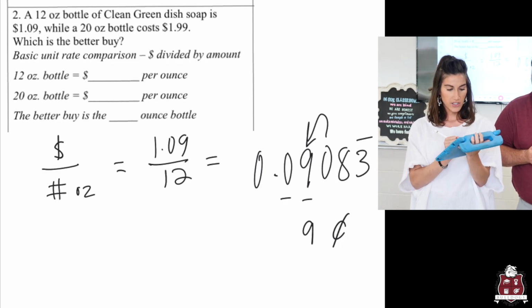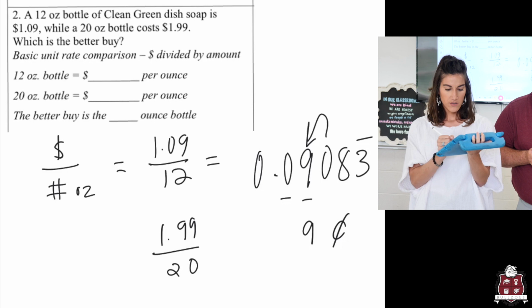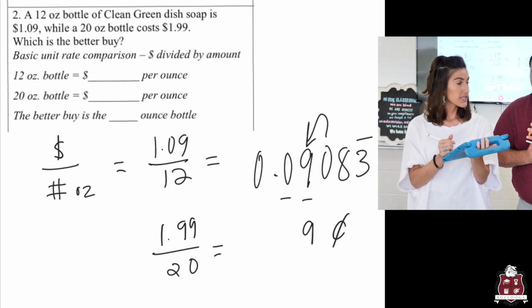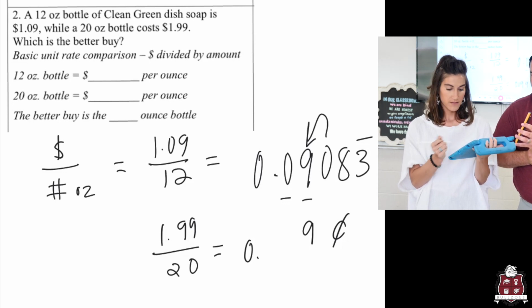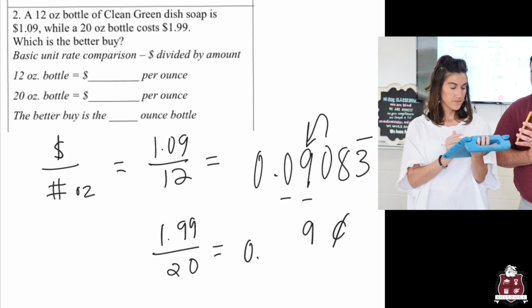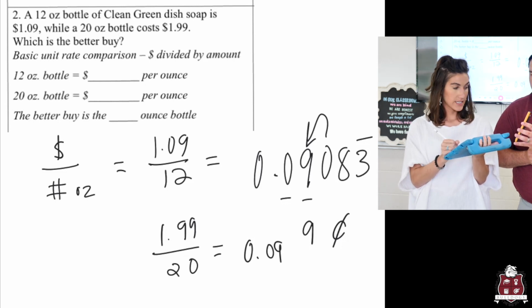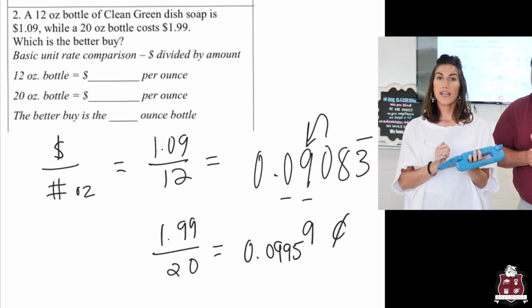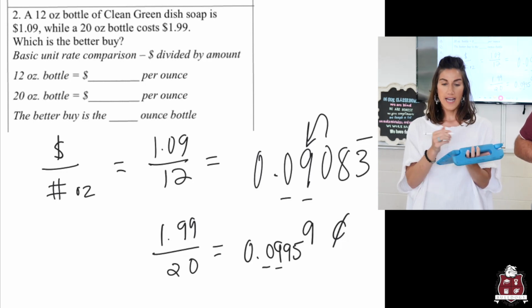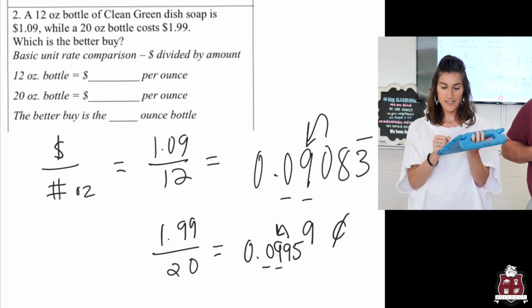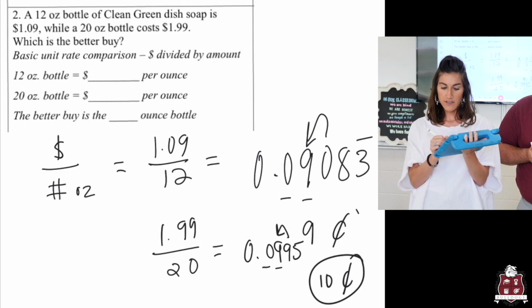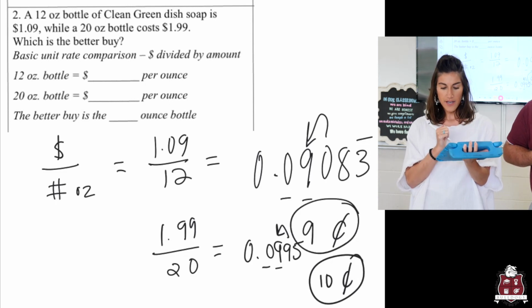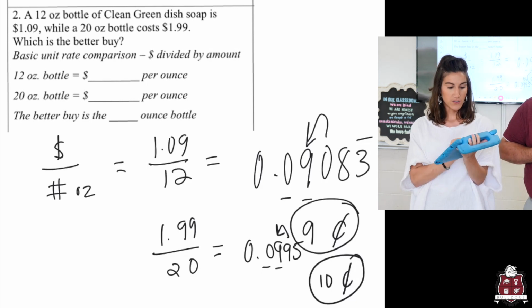Now let's go ahead and look at the 20-ounce bottle. So we've got $1.99 for a 20-ounce bottle. When I put that in my calculator, it's going to give me a decimal of 0.0995. Okay, so I've got to look at my 2 decimal places. That 9 is going to actually round up and make this 10 cents. So my 20-ounce bottle is 10 cents per ounce, and my 12-ounce bottle is 9 cents per ounce. So the better buy in this case is going to be my 12-ounce bottle.